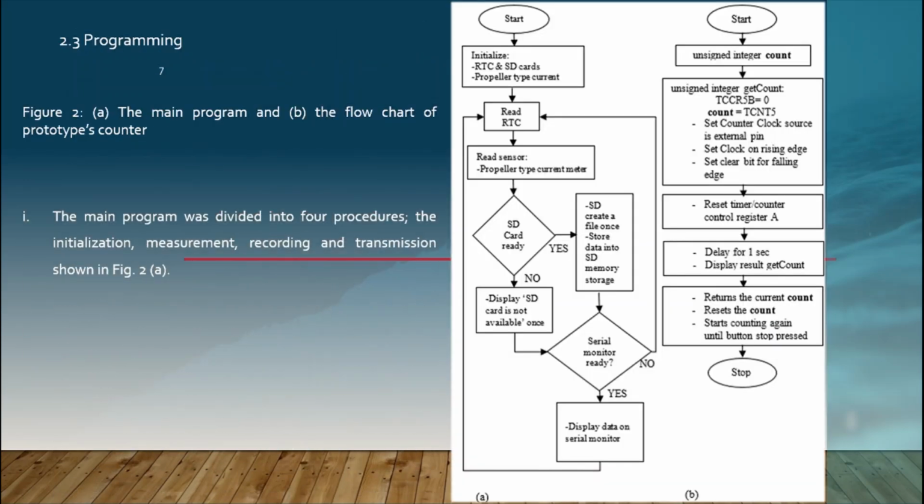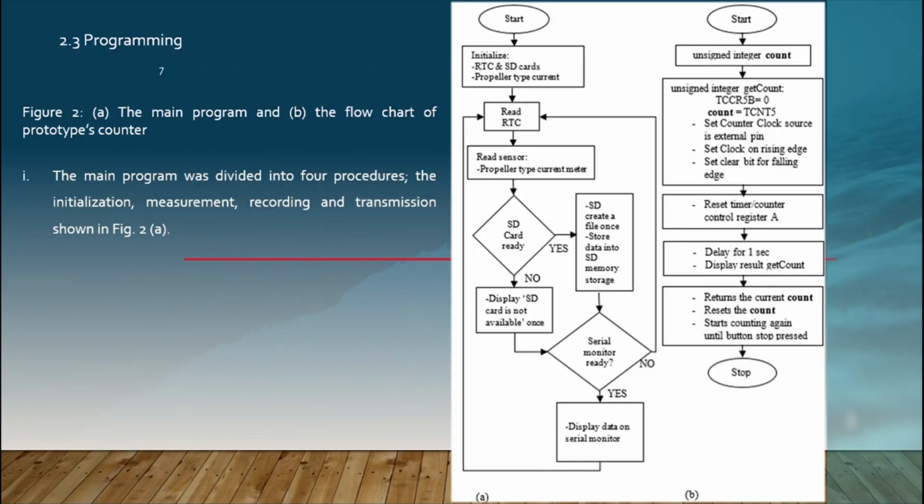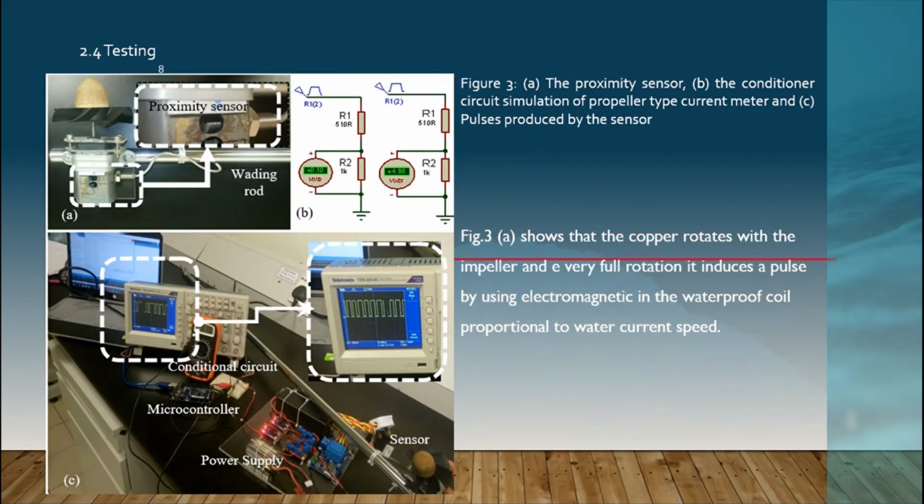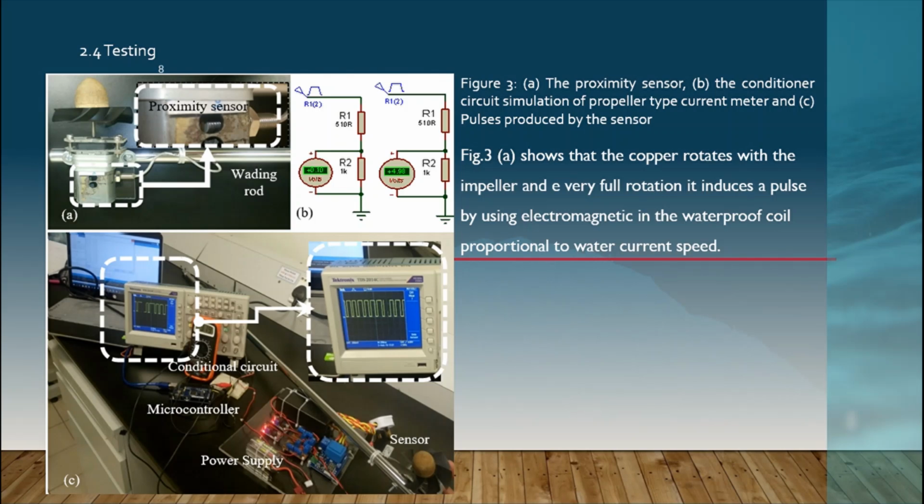So for the programming part, the program was divided into 4 procedures: the initialization, measurement, recording, and transmission, shown in figure 2A. Figure 2B shows the process of counting pulses performed by the microcontroller. Figure 3A shows that the copper rotates with the impeller, and every full rotation it induces a pulse by using an electromagnet in the waterproof coil.